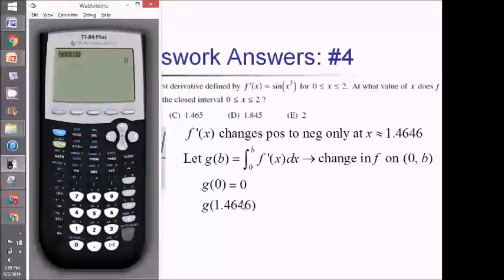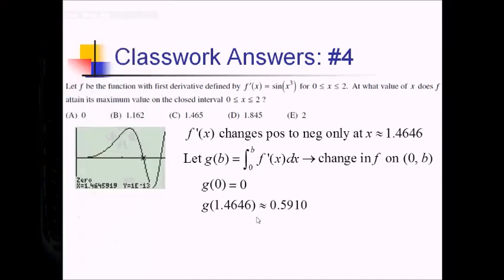So let me just yank that input from before, and 1.4646. And if I were really clever, I would have saved the value from my graph, that 0, as a constant and used it. But this doesn't take too much more time. So we get about 0.591. And then I'm also going to test out g of 2. I have to test the other endpoint.